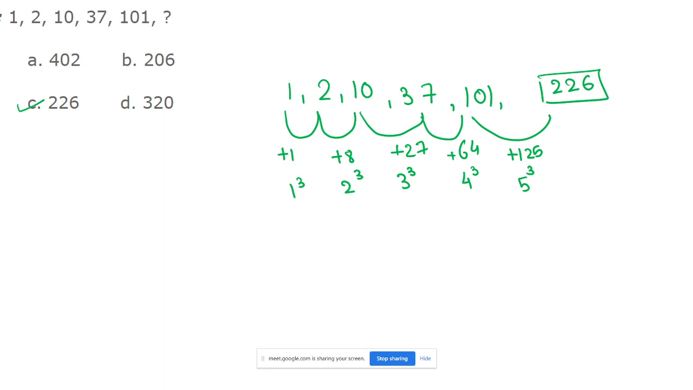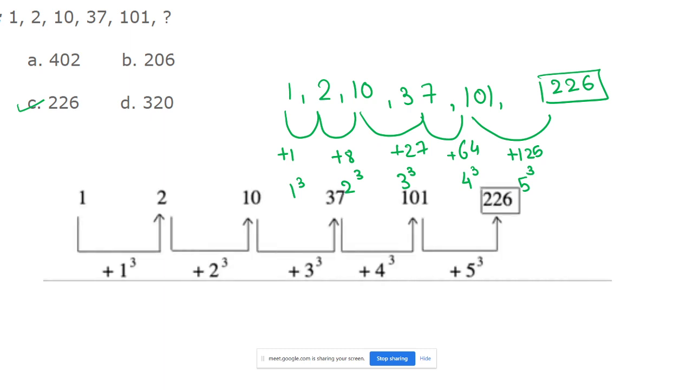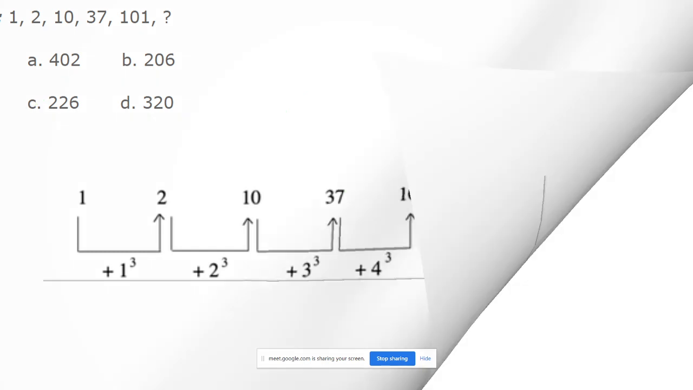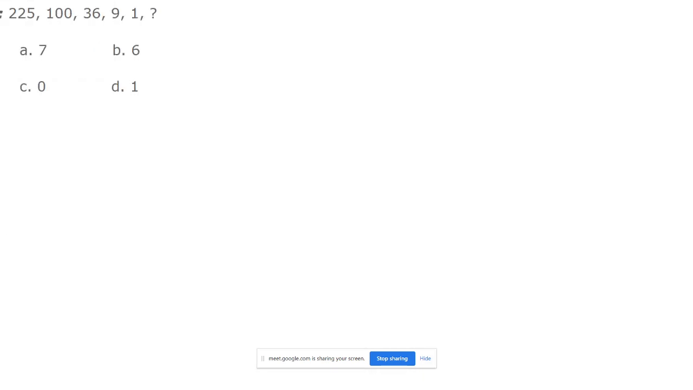Okay. Let's see the next one. Just try to see this number. Someone wanted the pattern of subtraction, right?